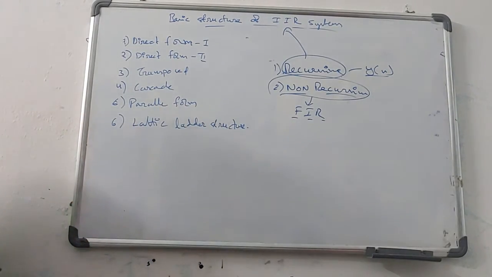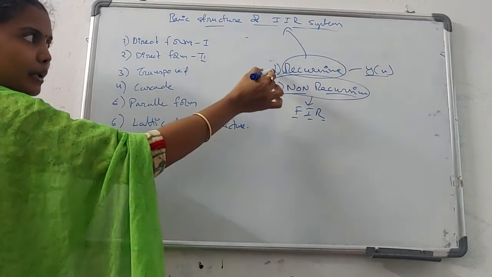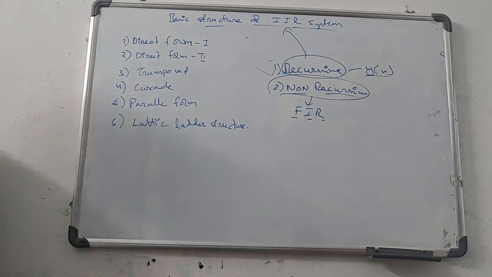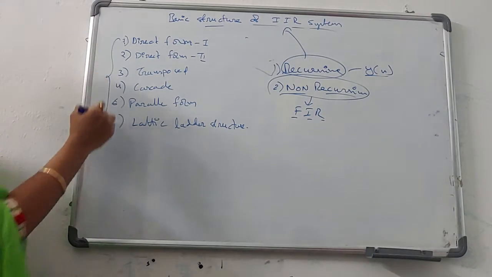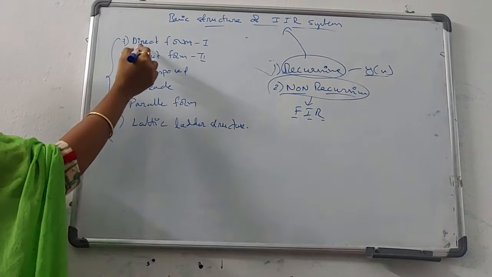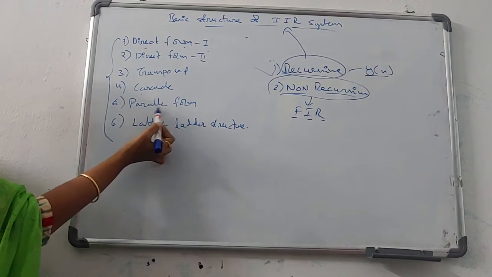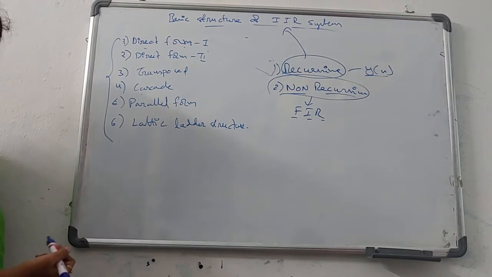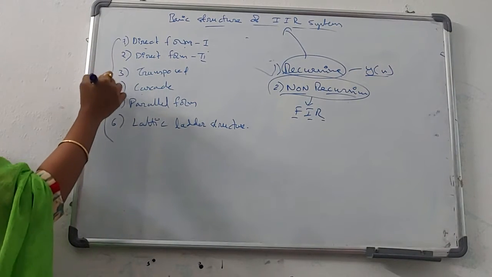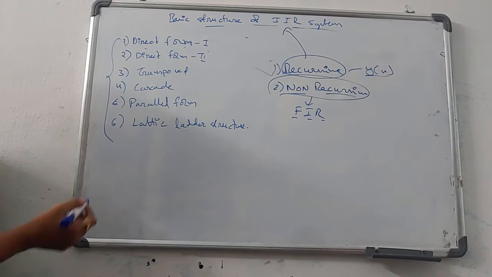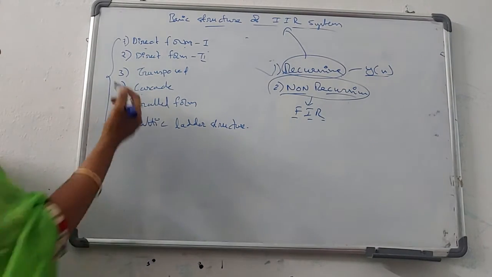Now coming to the recursive type. In the recursive type we have different forms of structures. The basic structures of IIR filters can be divided into 6 different types: direct form 1, direct form 2, transposed, cascade form, parallel form, and lattice ladder structures. All these 6 different structures are used for IIR filters. Let us see them one by one.